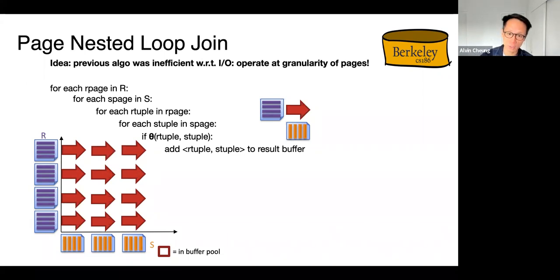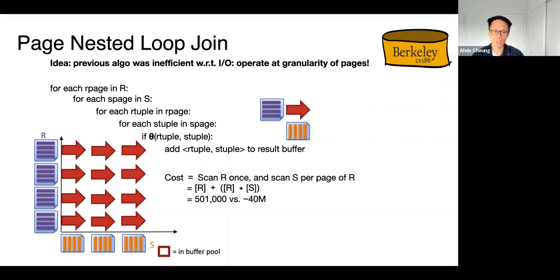Now, what is the cost associated with this flavor of the nested loop join algorithm? Here, again, we need to scan R once because we need to load in each page of R at a time. But instead of scanning S for every single tuple of R, we are now only going to scan S per page of R instead.